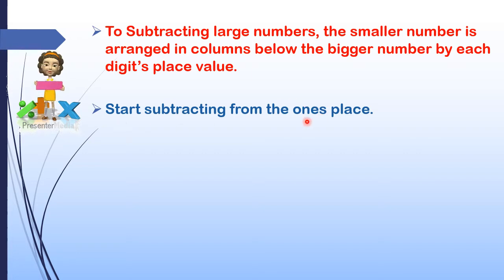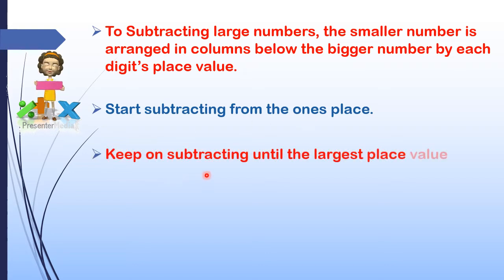Whenever you add or subtract or multiply, you should start from the ones place value. So keep on subtracting until the largest place value. You can keep on subtracting from ones, then tens, then hundreds, then thousands.